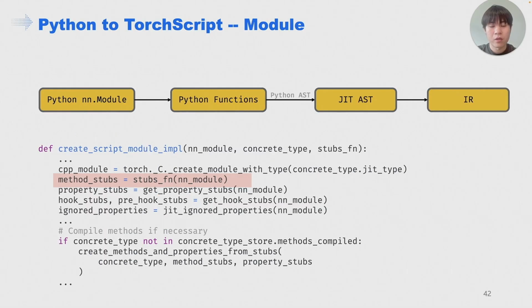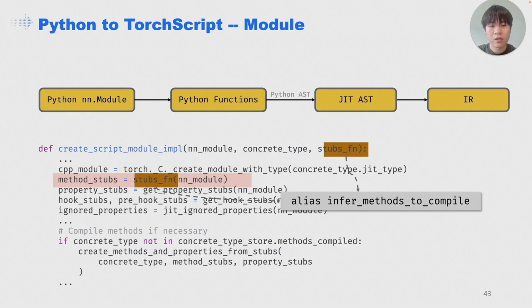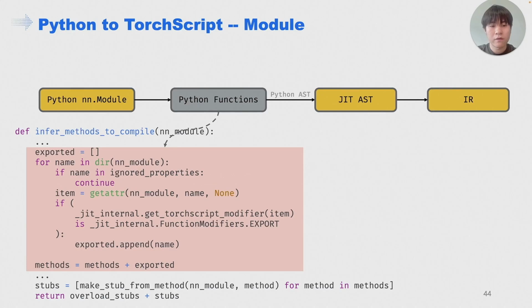Then let's look at the model. The overall process is similar to that of functions, except there is an additional step at the beginning: retrieving all functions from the model. It needs to retrieve functions and compile them one by one. The make_stubs function is responsible for handling this. It calls infer_methods_to_compile in this context. Let's see what the infer_methods_to_compile function does. In it, it first uses dir to get all attributes and methods of the model. After filtering, it saves the methods that need to be exported, thereby collecting all functions in the model that require compilation.